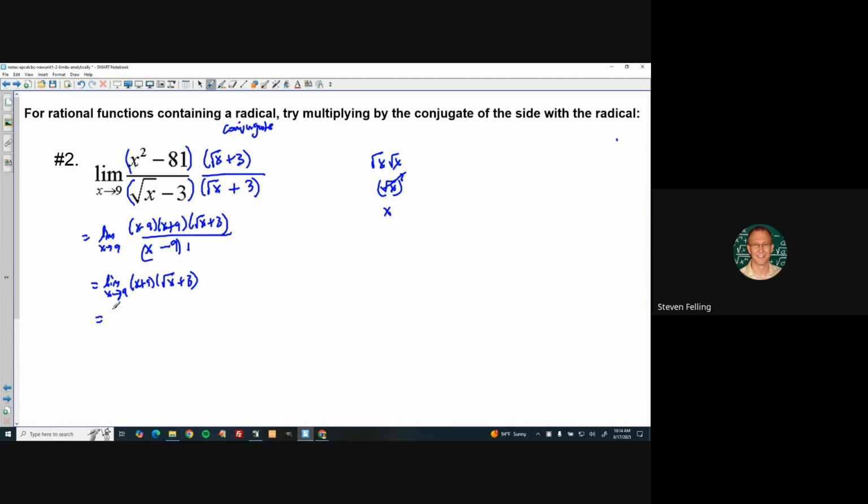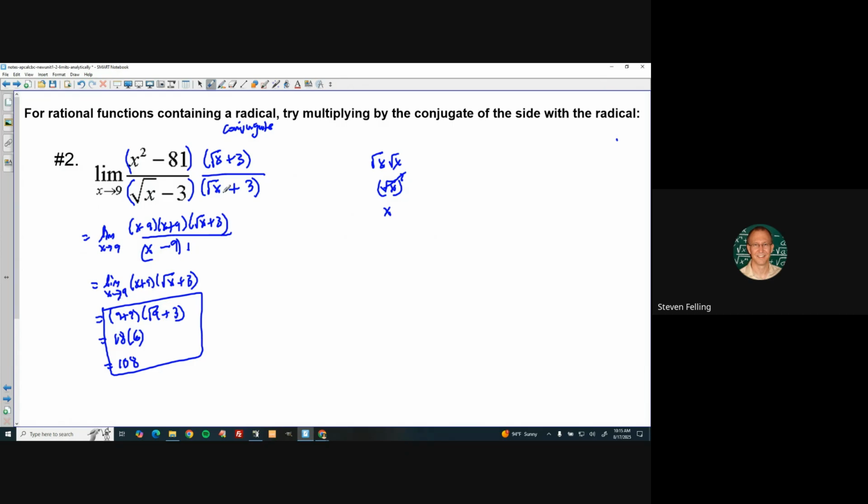So I'll drop the limit. This is 9 plus 9 times the square root of 9 plus 3. You're welcome to leave that as the answer, or you can say this is 18 times 6, which I think is 108, if I remember right. Let's see, is that right? 18 times 6, yeah, 108. So the answer could be any of those forms. It does not require simplifying.